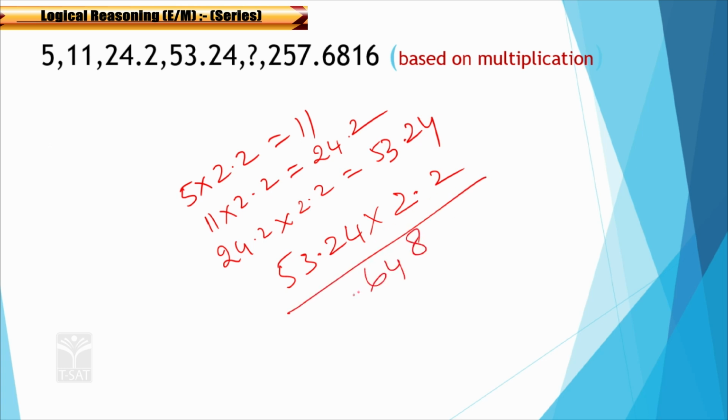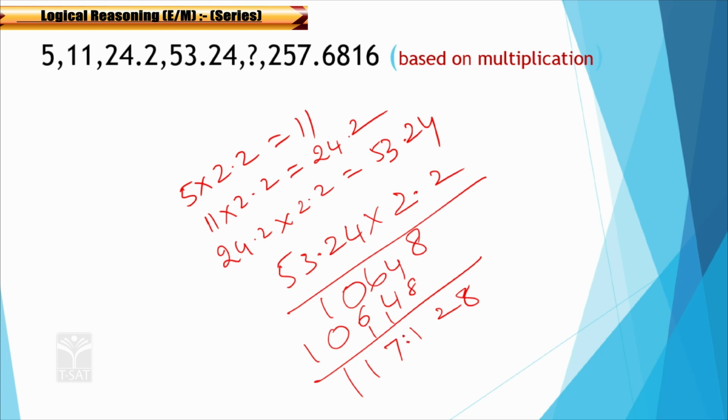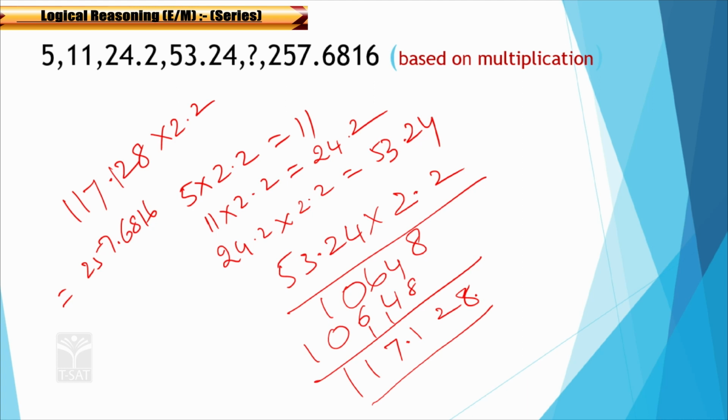8, 4, 6, 10. 8, 12, 6 plus 4, 10, 11, 7, 1. So, what is the answer here? 117.128. So, the answer is 117.128. When you multiply it by 2.2, we will get 257.6816. Clear? So, here the multiplier is 2.2. That is very important. Clear? So, practice is very important.